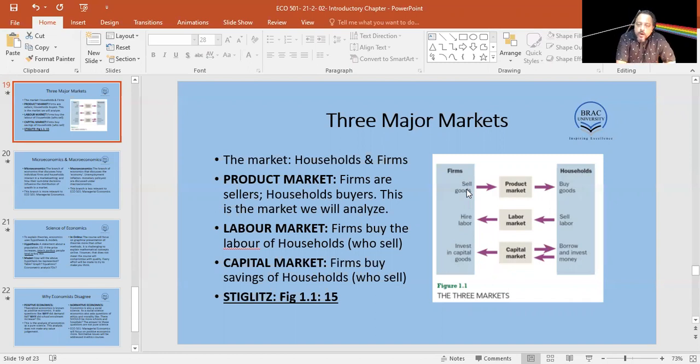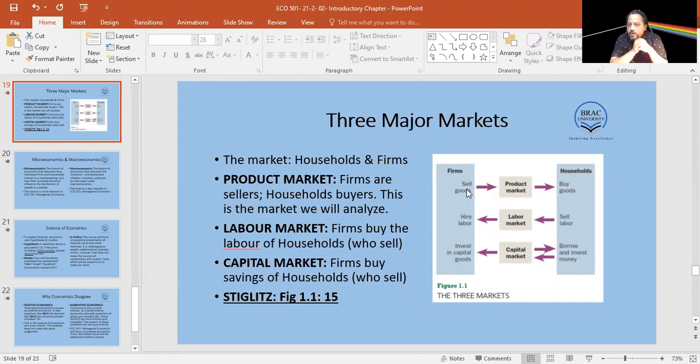The second type of market is a market where inputs are transacted. In our simple model, the inputs are very simple. They're labor, capital. One group will argue that there can be another input, which is land. Land is more or less the same as capital. So we're identifying the input market as a labor market or a capital market.